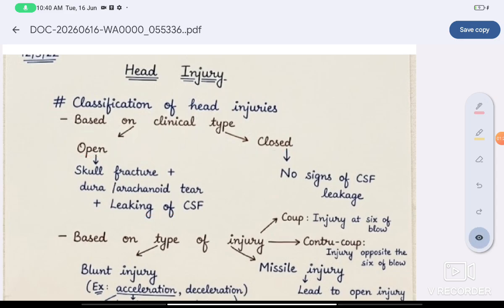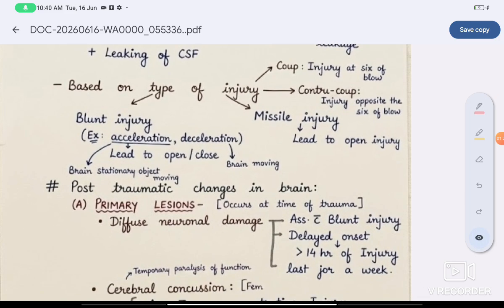Moving further, based upon the type of injury, injury may be coup type. Coup type means injury occurs at the site of blow. Contrecoup means injury occurs opposite to the side of blow, which means if the patient is hit on the left side, then the injury will be on the right side. Okay?